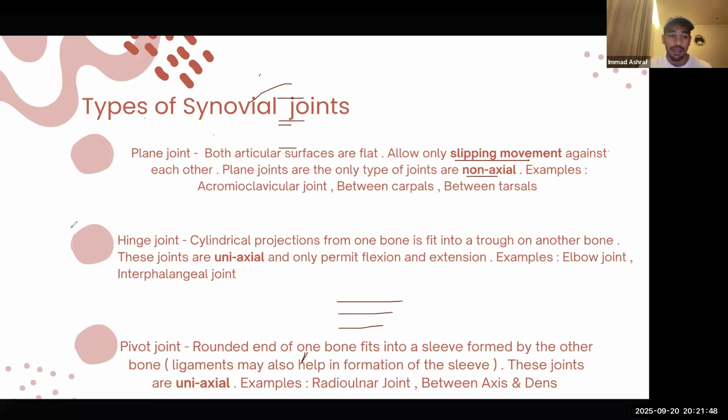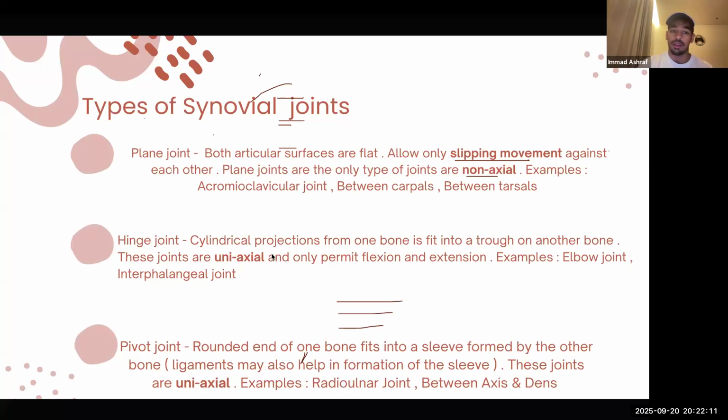Right. And then we have the hinge joint, which is the next type of joint. You have a cylindrical projection from one bone that fits into a trough in the other bone, like this, you know what I mean? These joints are uniaxial and they only permit one movement in one plane. This is flexion and extension. So your elbow joint or your interphalangeal joint, they're hinged.